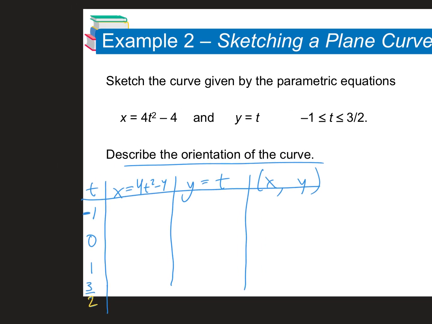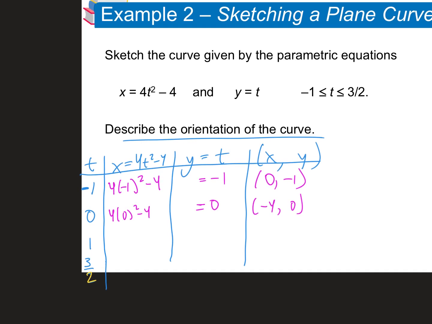So let's evaluate. Plug in -1. So 4 times -1 squared minus 4. What's -1 squared? 1 times 4 is 4 minus 4 is 0. Doesn't always start at 0, -1. And now I'm going to take -1 and plug it in for t, so I get what? A -1. Good. Now we're going to plug in 0. So 4 times 0 squared minus 4. What's 0 squared? Times 4 is 0 minus 4 is -4. And then when I plug in 0 for t, I get out 0.